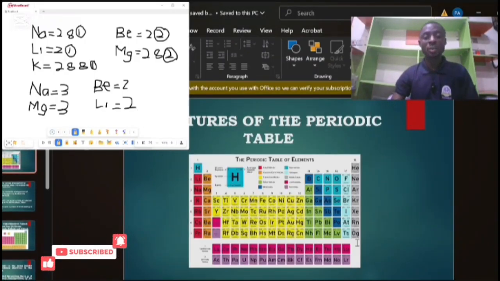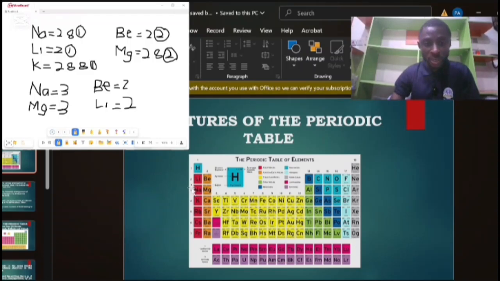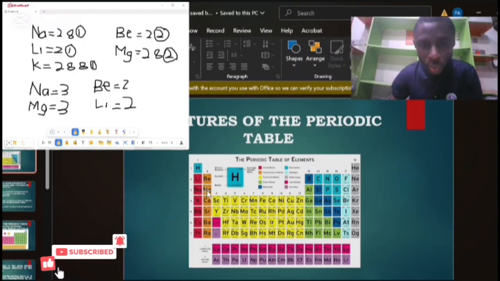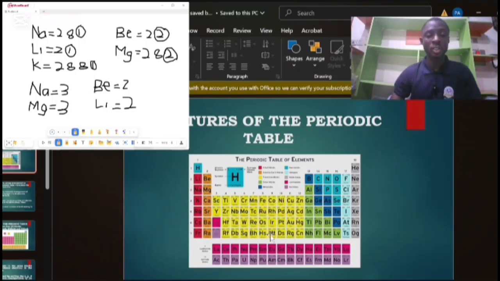Now, let's go back to our table to verify. If you go back to our table, you see that our beryllium is in period 2, and our lithium is also in what? Period 2. So let's come to sodium. Sodium is period 3. You see 3 here, and our magnesium is also what? Period 3, because they have the same number of shells.